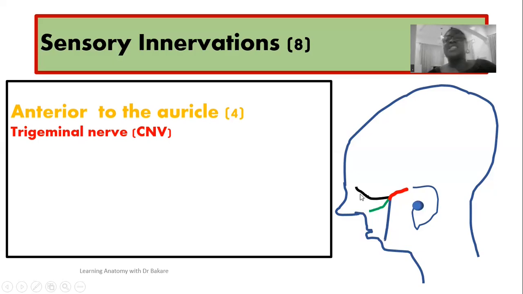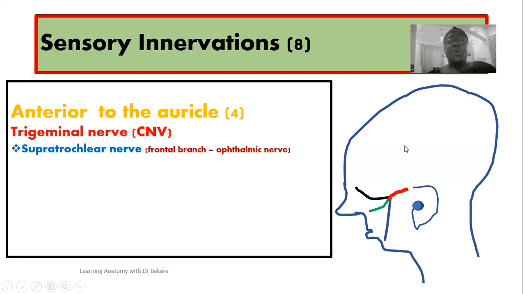The first branch that will be giving sensory innervations to the region of the scalp that is located anterior to the auricle, we have the supratrochlear nerve. The supratrochlear nerve is a branch of the frontal nerve. This is the frontal nerve here, highlighted in yellow. The frontal nerve is a sub-branch of the ophthalmic, and of course, it gives off the supratrochlear nerve. This is the supratrochlear nerve here, highlighted in blue. And you see it supplying the anterior medial region of the scalp.